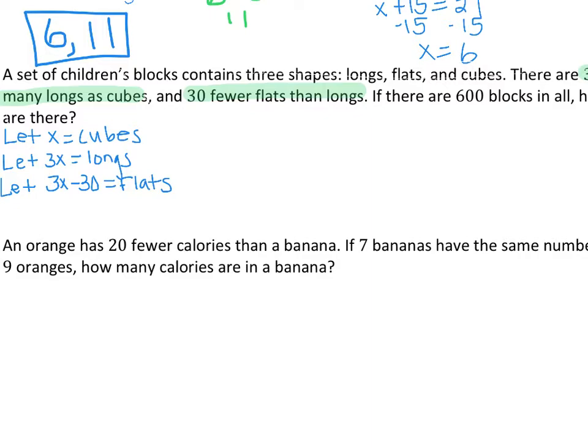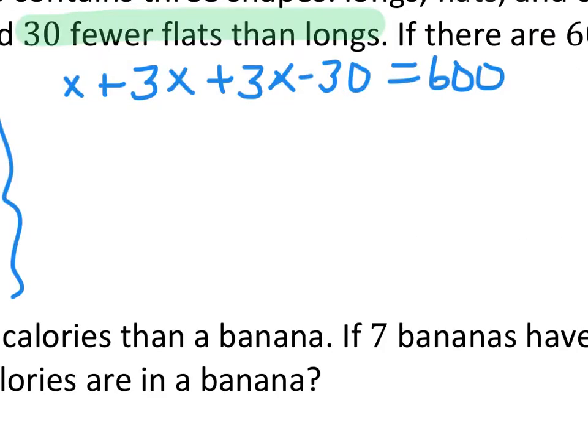There are 600 blocks in all. That's a total, so what we're going to do is take all of these and add them together. We have x plus 3x plus 3x minus 30, and all together that equals 600. Let's go ahead and solve that.